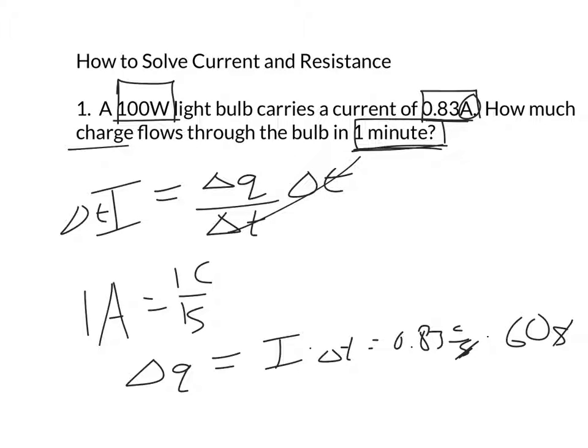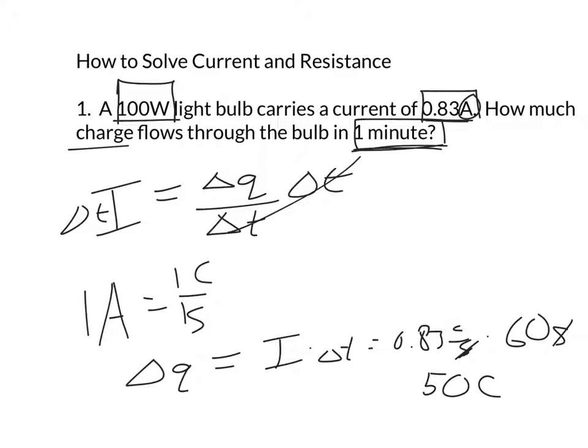So 0.83, or sorry, 50 seconds, not 500. Haha. Times 60. Yeah, 49.8. So this does round to 50 seconds. Okay. Not 50 seconds, 50 coulombs.